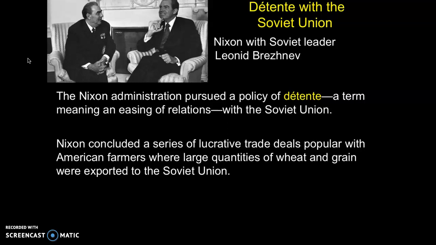There were a series of trade deals. The Soviet Union had a series of disastrous wheat harvests in the 70s. And so one example is the Nixon administration concluded a series of deals where a large degree of American wheat was exported to the Soviet Union. It was very popular with American farmers.